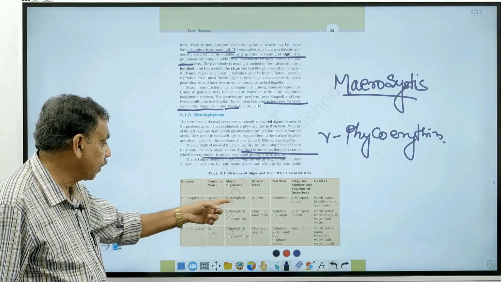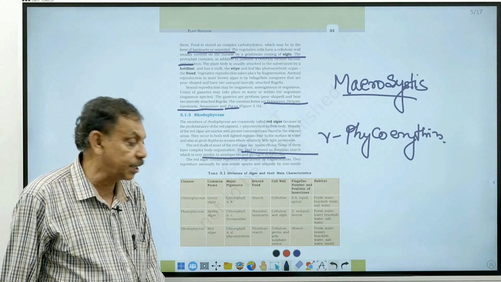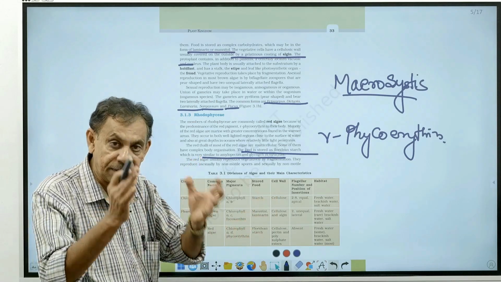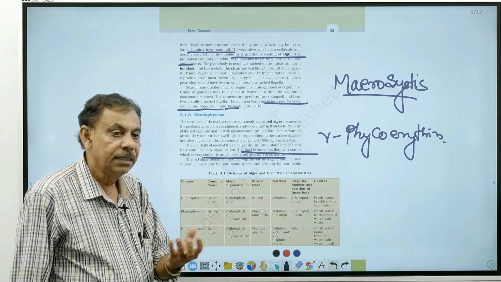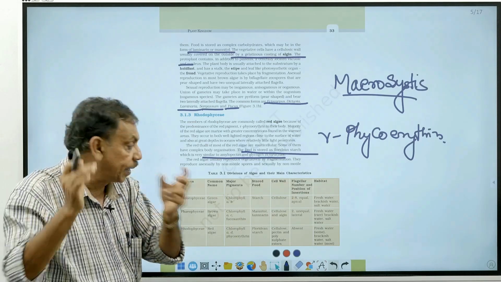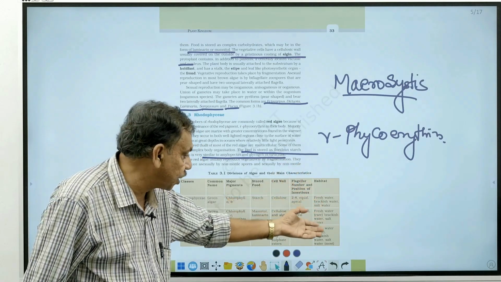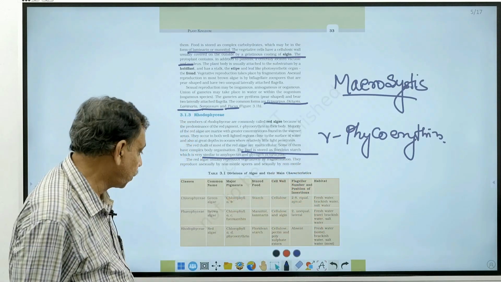Green algae: chlorophyll A, chlorophyll B. Storage food is starch. The cell wall is made up of cellulose and pectin. They have oval-shaped gametes and spores, with 2 to 8 flagella at the apex. They may be in fresh water, brackish water, or salt water.